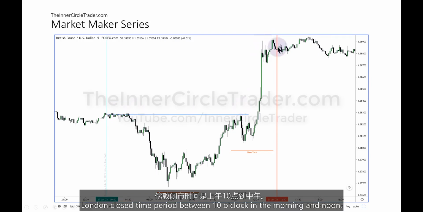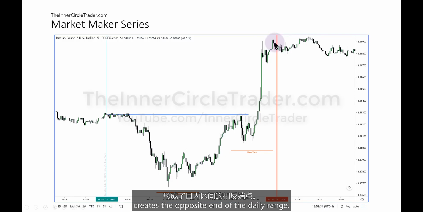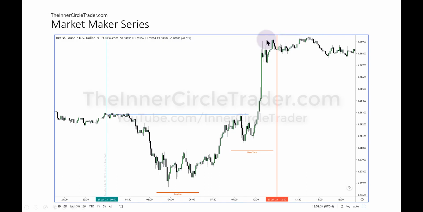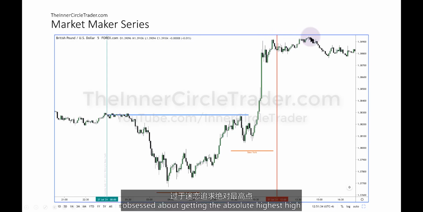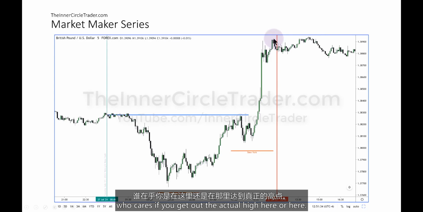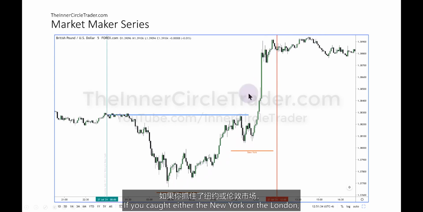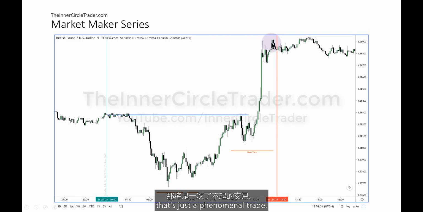Again, the London close time period between 10 o'clock in the morning and noon, New York time, creates the opposite end of the daily range. Goes a little bit higher later in the afternoon, but not by much. Try not to get so obsessed about getting the absolute highest high. If you can capture a portion of this move here, who cares if you get out at the actual high here or here? If you caught either the New York or the London, that's just a phenomenal trade. No matter how you slice it, that's what you're looking for.